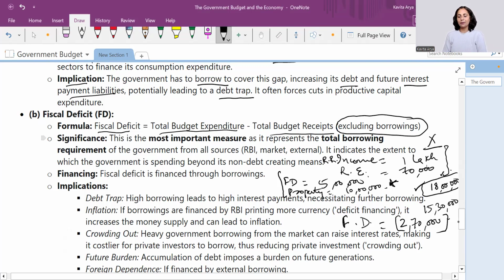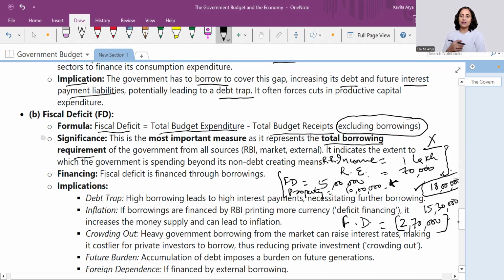So this formula can be broken down further. Why is it being talked about? Because that gives a complete picture of the government's operations altogether. Right. So when we talk about the significance, the most important measure, it is because it represents the total borrowing requirement of the government.